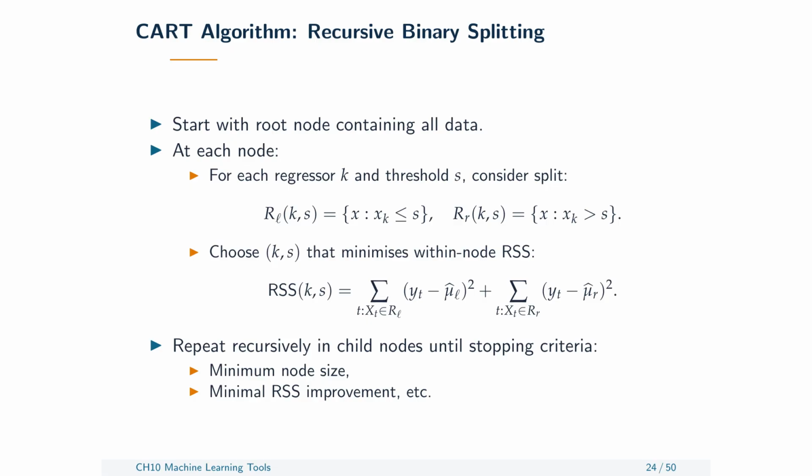The algorithm is greedy. It chooses the best split available at the current step and does not revisit earlier choices to find a globally optimal partition. That limitation is important for understanding tree instability. Growth stops when a rule is reached, such as a minimum number of observations in a node, a maximum depth, or an insufficient improvement in fit.